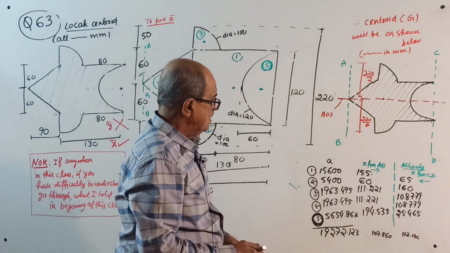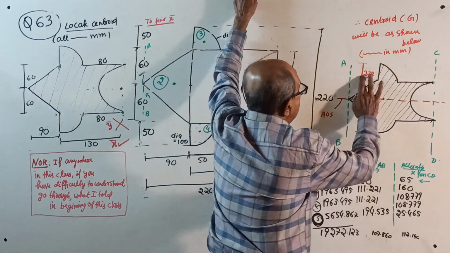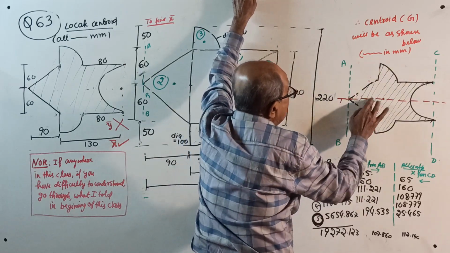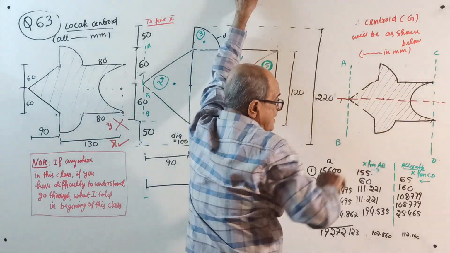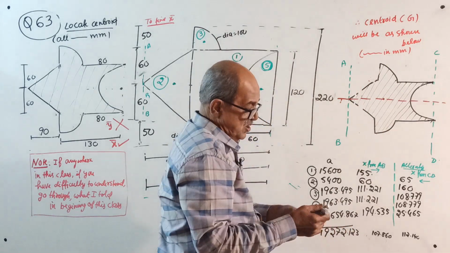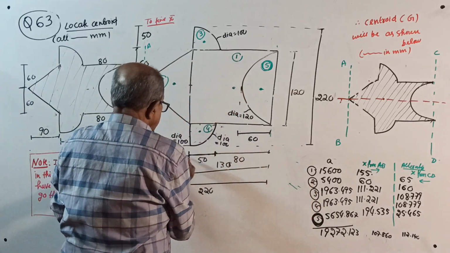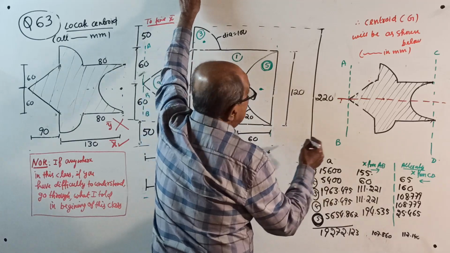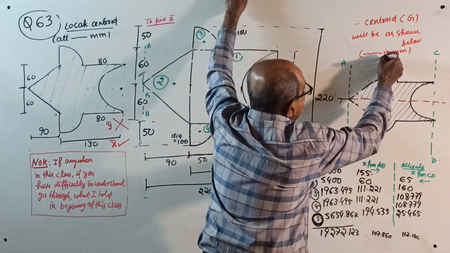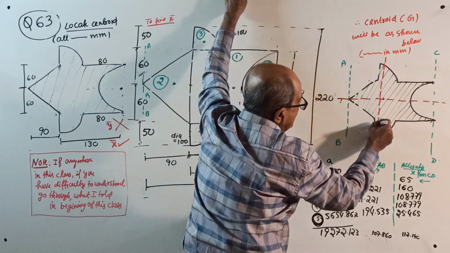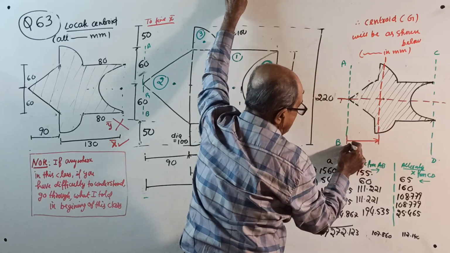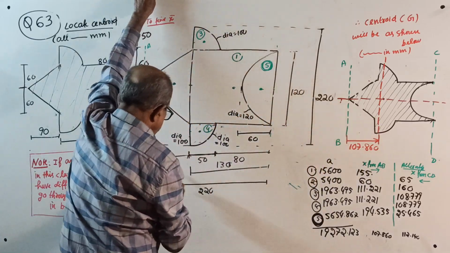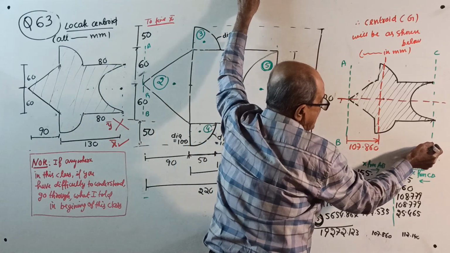Calculate X bar. X bar will come 107.860. Okay, X bar will come from the left side. If you refer from this line, your X bar is 107.860. That means 90 plus a little more, another 17 more. So this distance is 107.860. Then from the total length of 220, subtract this distance, and you will get the other distance.